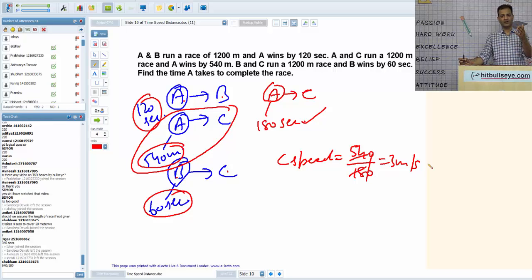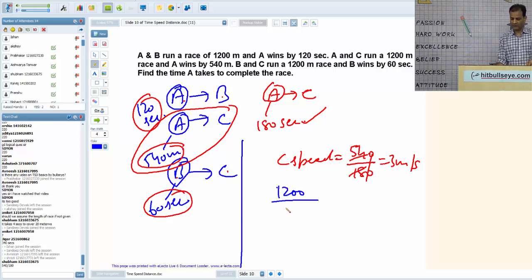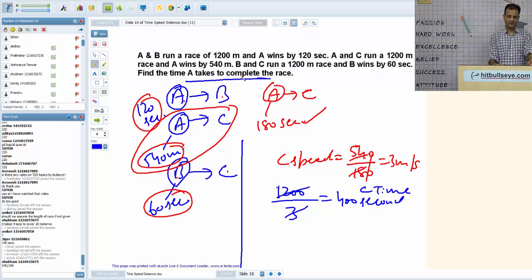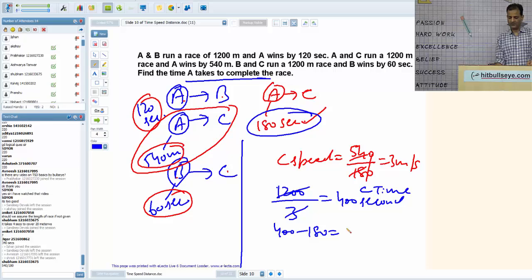Same question. A can give C a start of 180 seconds or 540 meter. So how much time will C take to cover the race? The race is of 1200 meter. So C's time will be equal to 1200 divided by 3, equal to 400 seconds. What is being asked? A's time. So what is the difference? 180. So 400 minus 180, A will take 220 seconds, because A is giving a lead of 180 seconds or 540 meter. Is it clear to everyone?